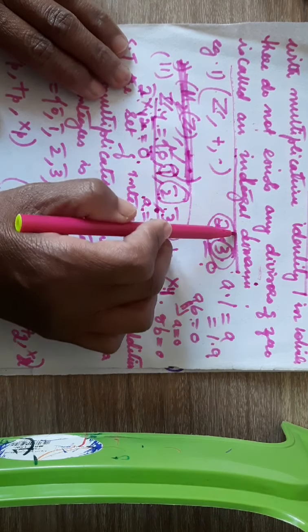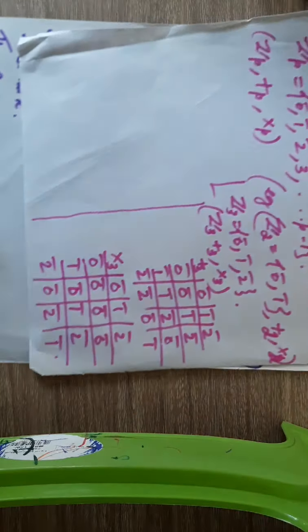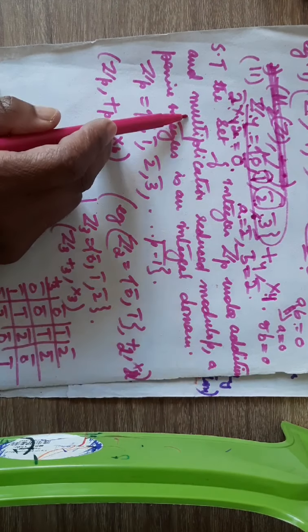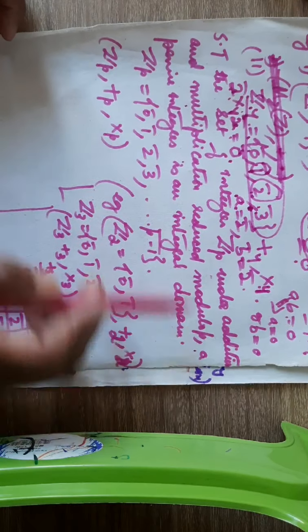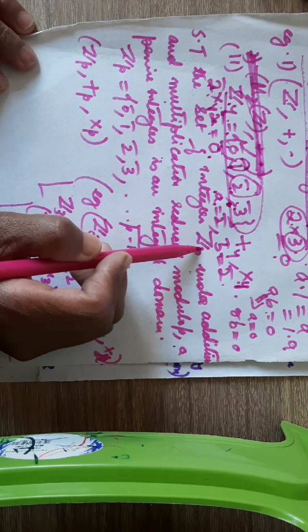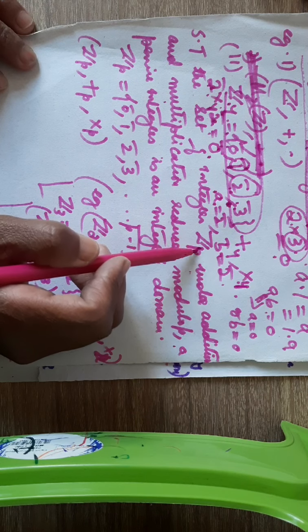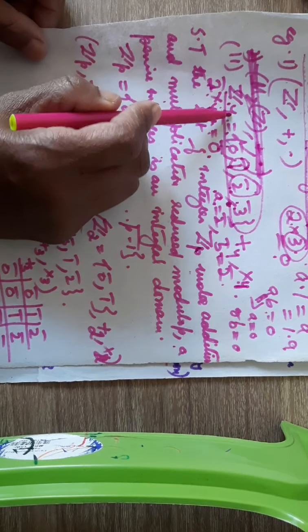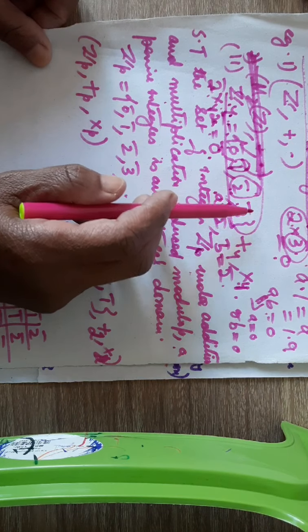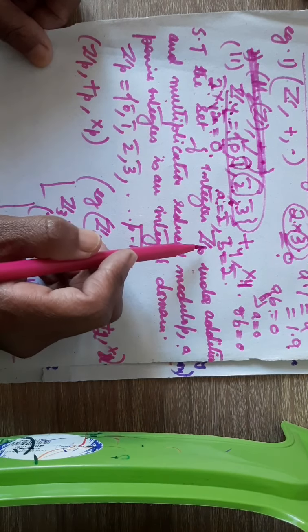That means it is not an integral domain. Now in general we can show that set P under addition and multiplication modulo P is an integral domain. That means if P is not a prime, a composite number, for example, 4, 6 and so on, in this case you'll see that it will not be an integral domain.